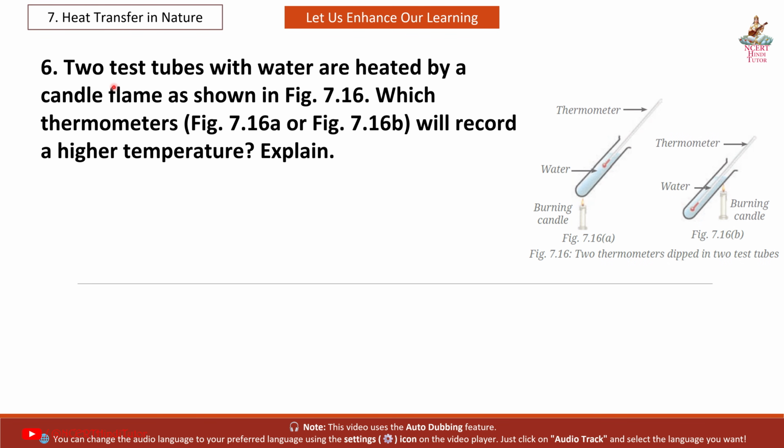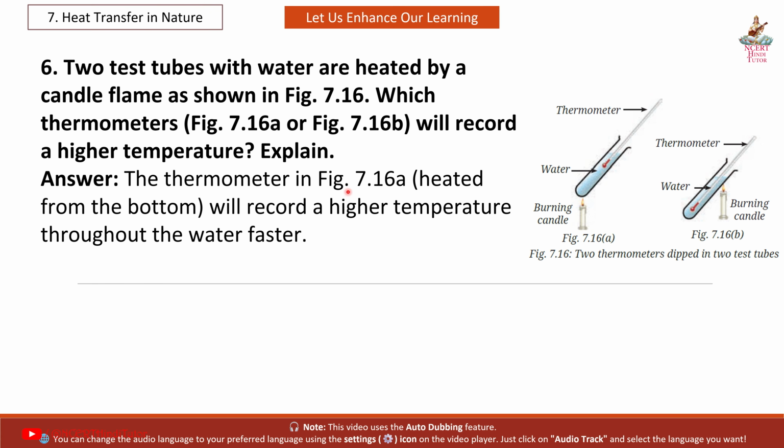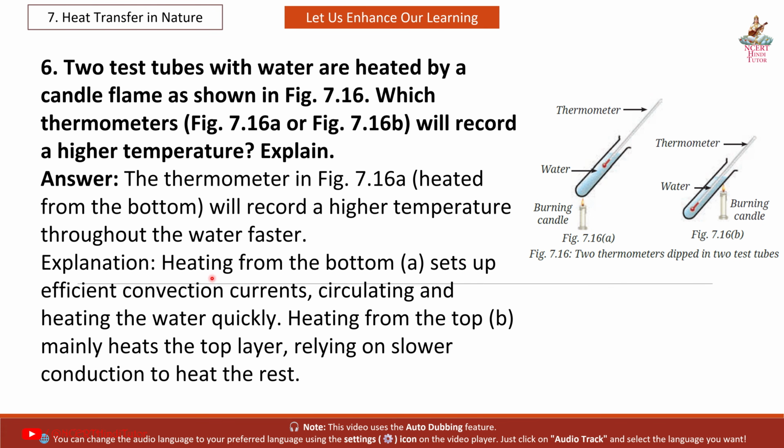Question 6. Two test tubes with water are heated by a candle flame as shown in figure 7.16. This one. Which thermometer, figure 7.16a or figure 7.16b, will record a higher temperature? Explain. Answer. The thermometer in figure 7.16a, heated from the bottom, this one, will record a higher temperature throughout the water faster. Explanation. Heating from the bottom, A, sets up efficient convection currents, circulating and heating the water quickly. Heating from the top, B, this one, mainly heats the top layer, relying on slower conduction to heat the rest.